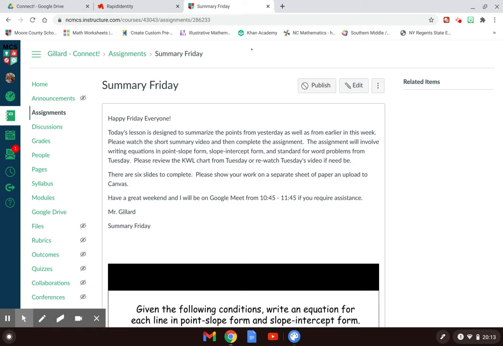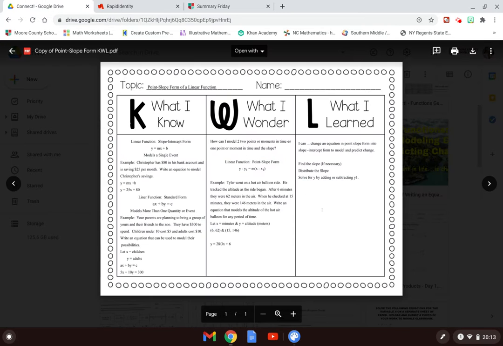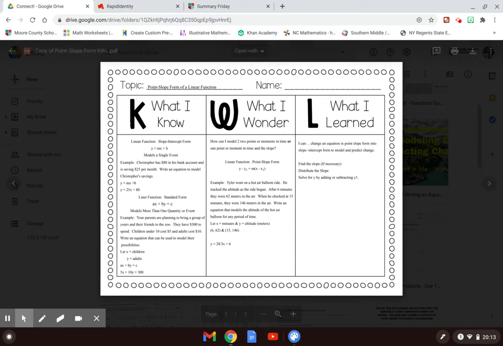Okay, so if we look here on the KWL from yesterday, this is a summary of everything we've learned thus far this week. So we already know what slope-intercept form is, the y equals mx plus b, that we use to model a single event. Then we learned the linear function in standard form, the ax plus by equals c, which is used to model more than one quantity or event that is occurring at the same time.